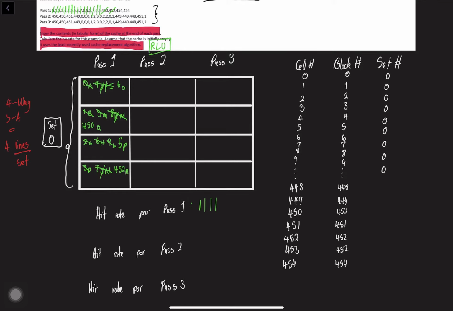Okay, now the next one, 454. 454 does not exist, so we will remove the O. We have no hit rate still, so we'll jump on to the next one. Now before we jump on to the next one, it gets an S.